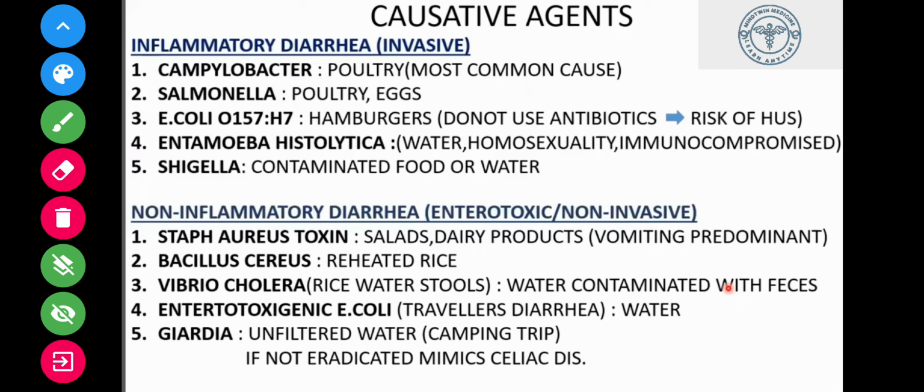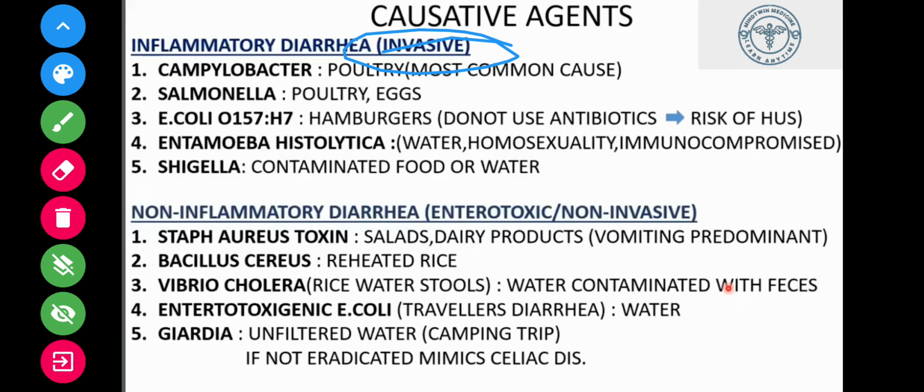So, what are the major causative agents? Those are inflammatory diarrhea, where there is invasion, and it is painful again, and Campylobacter, that could be from poultry, that is the most common cause. Salmonella from poultry or eggs. E. coli, the type is O157:H7, that could be from hamburger. So you are not supposed to use antibiotics. There is a risk of HUS here.